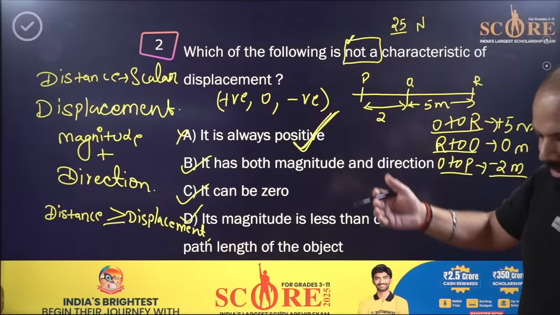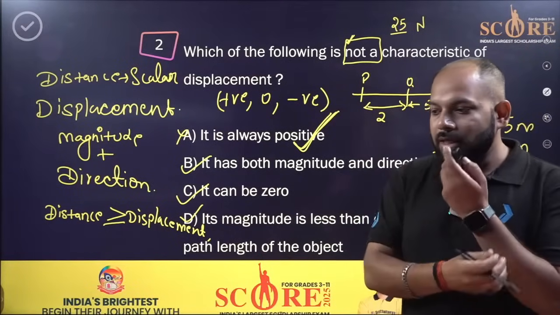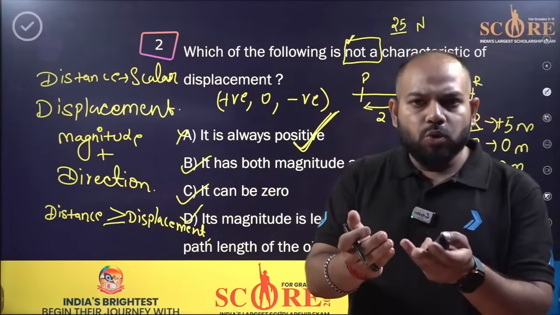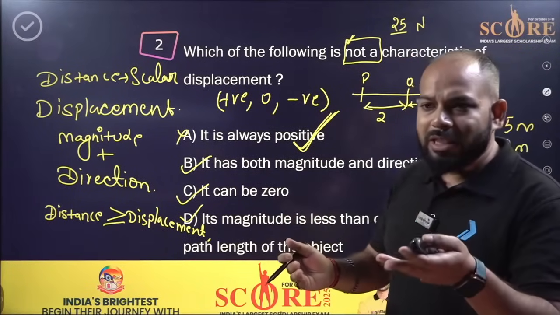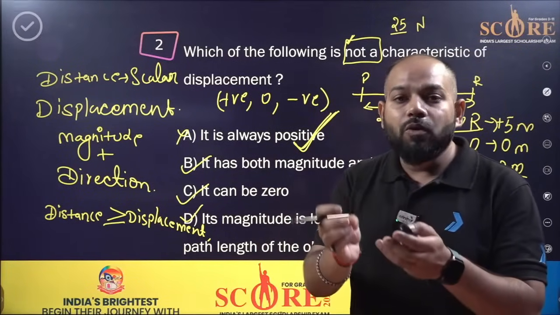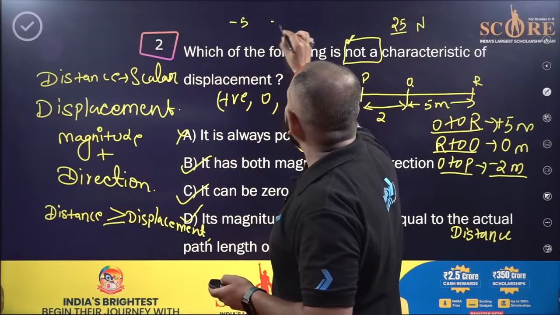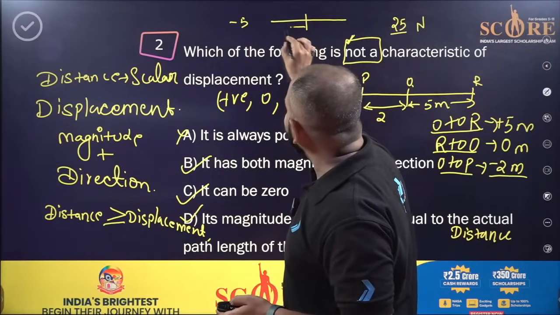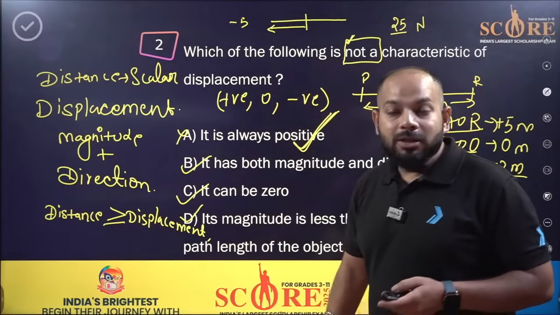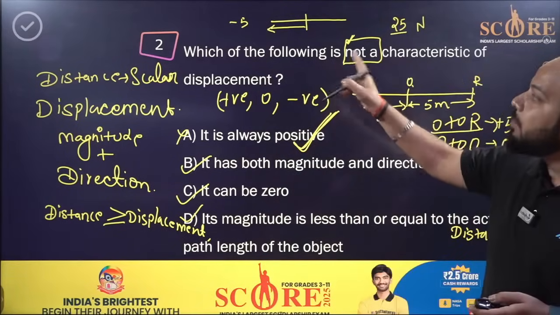Why negative? Because if I say Ram walks 2 meters, we also want the direction of it. If I just say 5 meters negative, then automatically on the number line I'll draw it in this direction itself. This sign is helping me out.